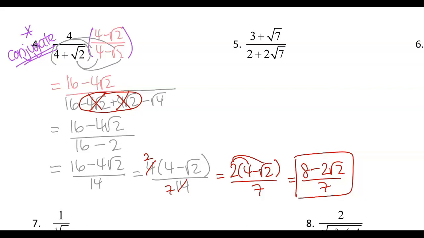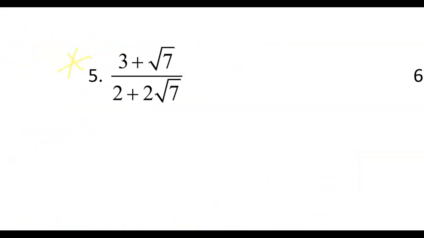If you look at question number 5, I'm not going to do this one with you, but this one explicitly is another conjugate. So if I asked you guys to write the conjugate for this denominator, what would you write it as? Hopefully, you would write it as 2 minus 2 square root of 7.